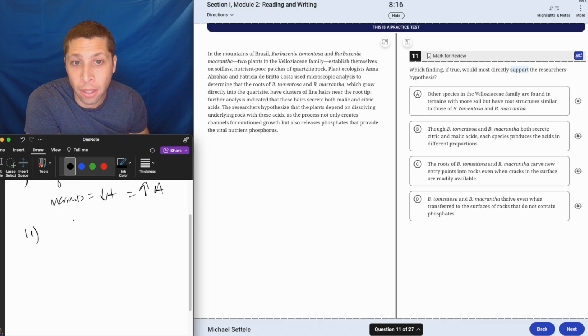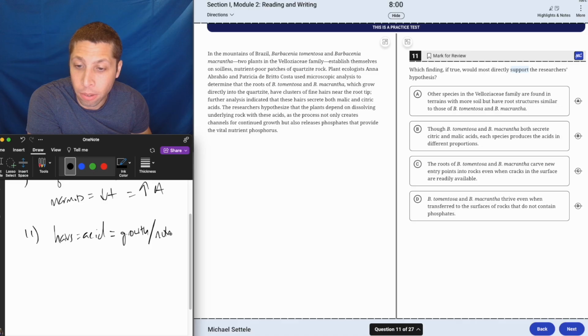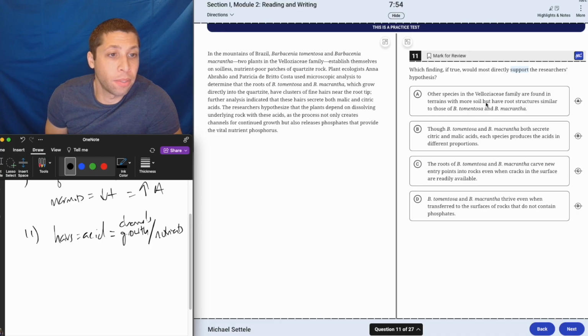So the hairs equal acid, which equals growth and nutrients, right? So channels for growth and nutrients. Okay, support it. Other species in this family are found in terrains with more soil, but have root structures similar to those.